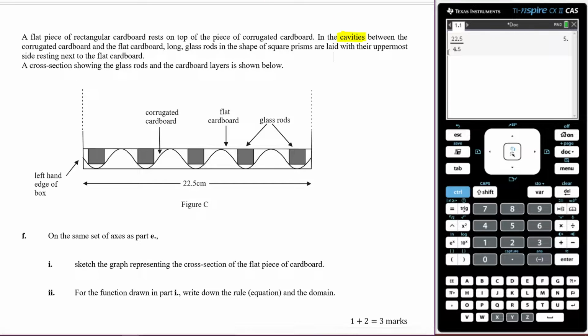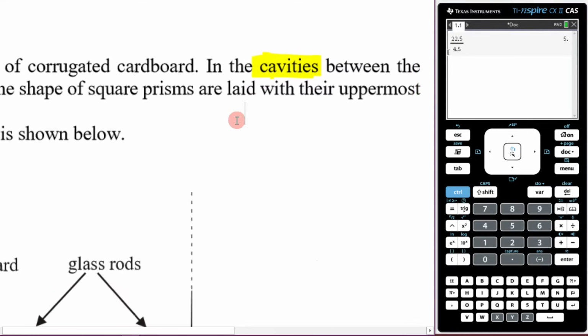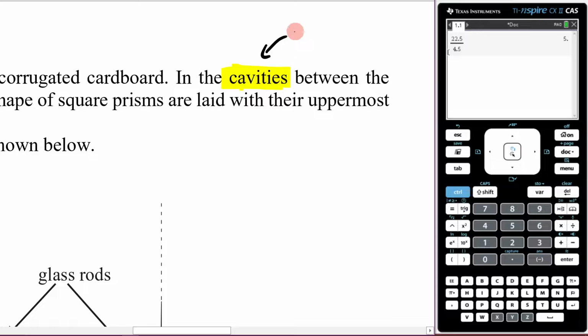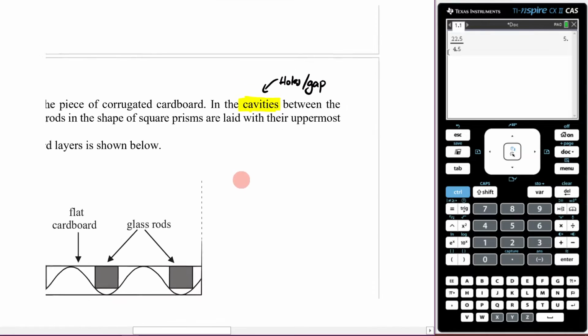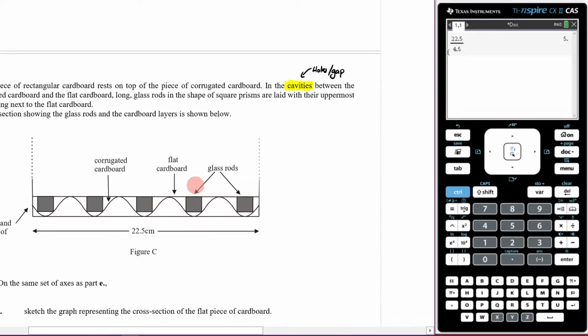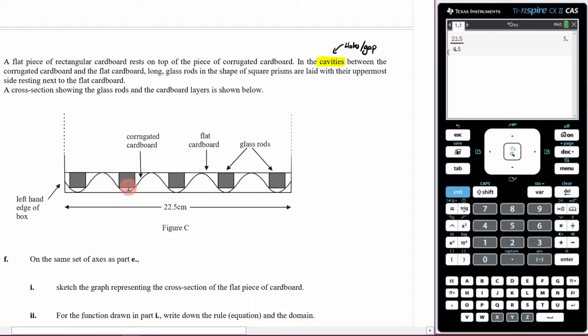Now that's just a fancy word for the, like, the holes, the gaps. I don't know why they can't just use simple words. This isn't English, this is maths. But in the holes here, so that hole, that hole, that hole, that hole.